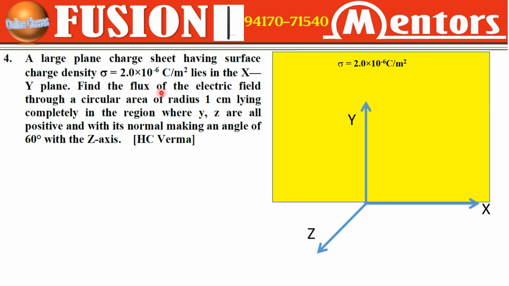Find the electric flux of the electric field through a circular area of radius 1 centimeter lying completely in the region where x, y, z are all positive, and making an angle of 60 degree between normal and electric field direction, and normal to the given circular area is making angle 60 degree with z axis.